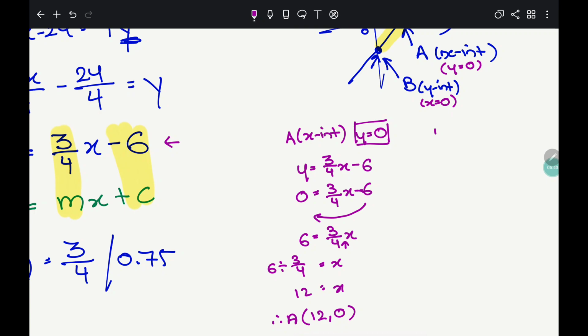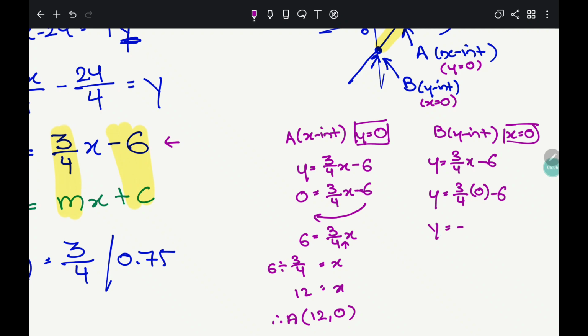Let's find B, the y-intercept. At the y-intercept, x equals 0. Use the same equation: y equals 3 over 4 x minus 6. So I sub in the value: y equals 3 over 4 times 0 minus 6. The value of y equals negative 6. Therefore, the coordinate of B is (0, -6).